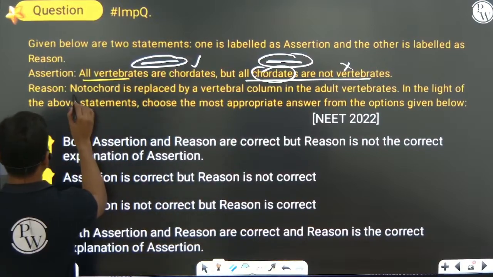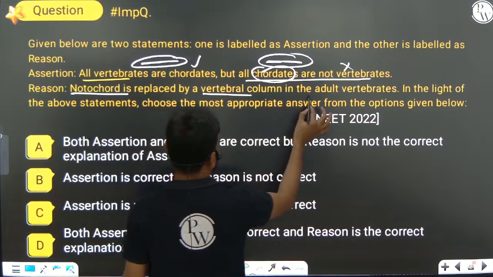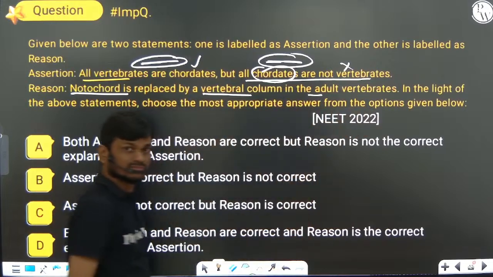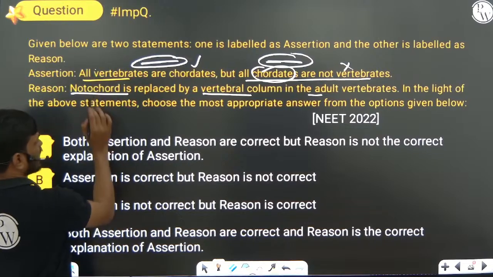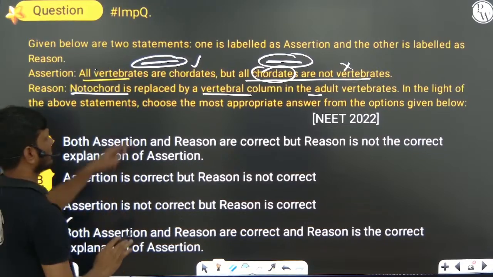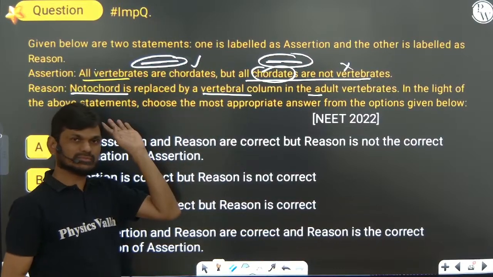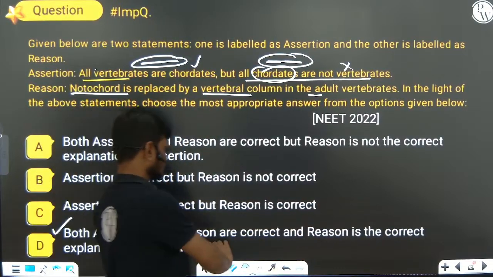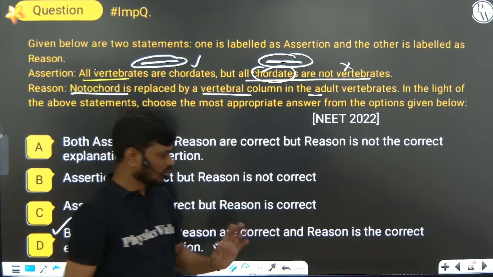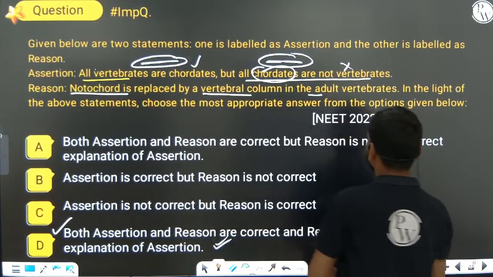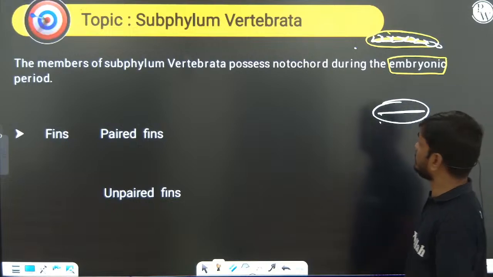Now, the notochord is replaced by the vertebral column in adult vertebrates. Yes, here both assertion and reason are correct, and the reason is the correct explanation of the assertion. So the answer is 4. I hope you understood this question. Next one.